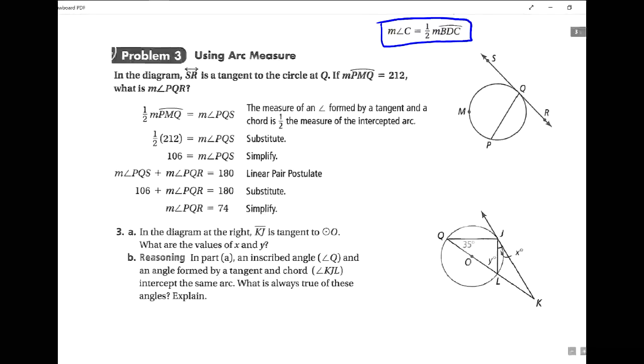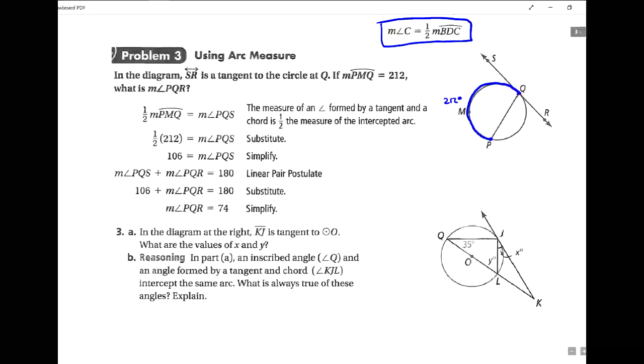In the diagram, line SR, so let's find line SR, is tangent, so we know that it intercepts at the point of tangency there, is tangent to the circle at point Q. If the measure of arc PMQ, and remember that is going to be a major arc, right, there's PMQ, is 212 degrees, what is the measure of angle PQR?